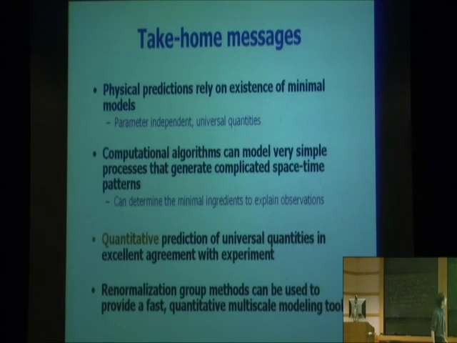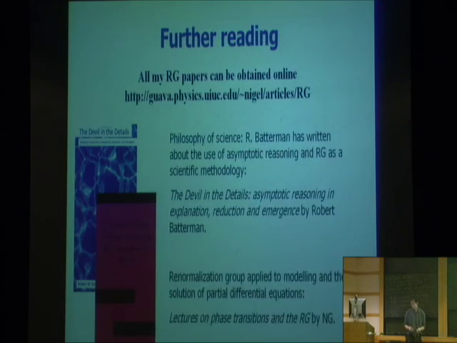And that's the conclusion. So what I've told you is that physical predictions rely on the existence of minimal models, and they can make parameter-independent predictions of universal quantities. Very simple computational algorithms can model very simple processes, but those can generate very complicated space-time patterns. So that we already knew for a long time, but we can actually make quantitative predictions of universal quantities that are in excellent agreement with experiment. And renormalization group methods, this is just for the physicists who are here, can be used to provide very fast quantitative multiscale modeling techniques.